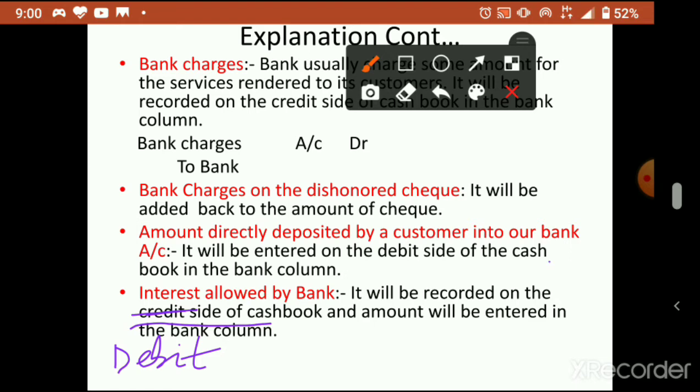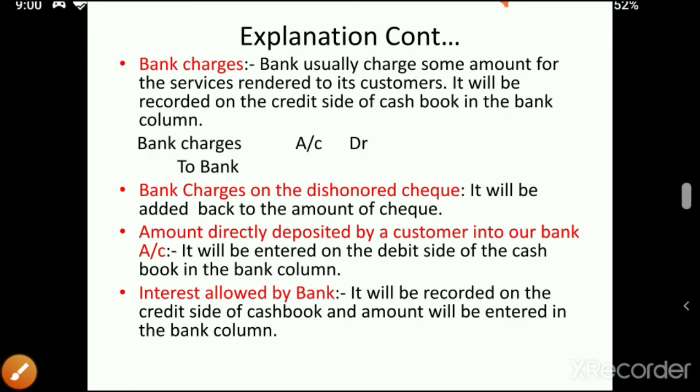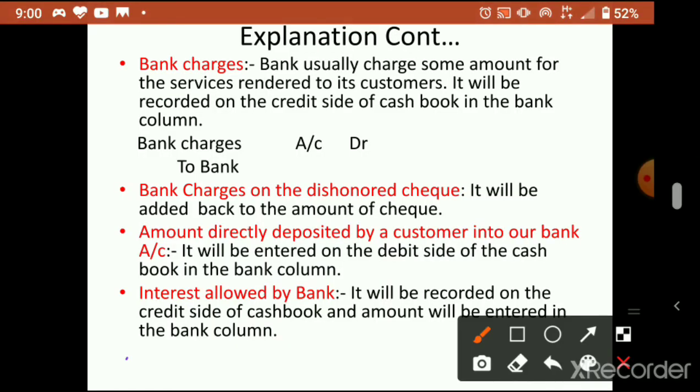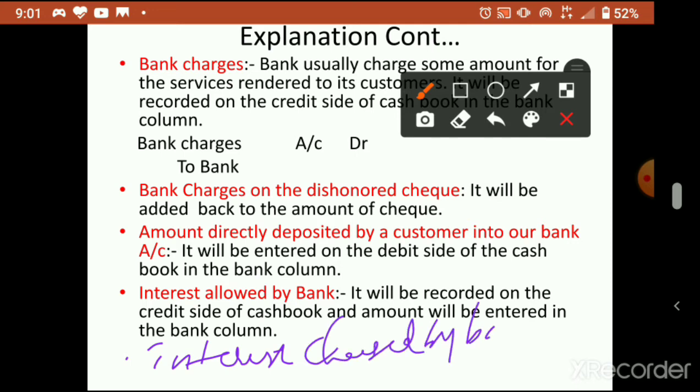Now one more is there: interest charged by bank. Actually it is not given here, you can note it. Interest charged by the bank is the opposite of interest allowed, so write that also. When the bank charges interest, the bank is taking money from us, so it will reduce our account. So where will it go? Credit side, bank column. It is very simple.